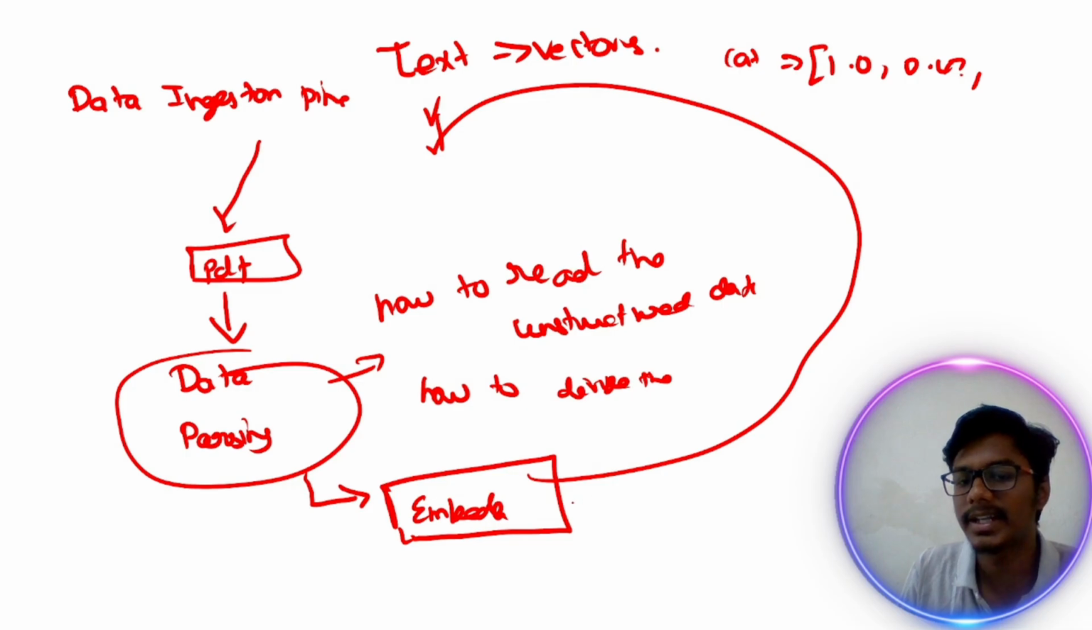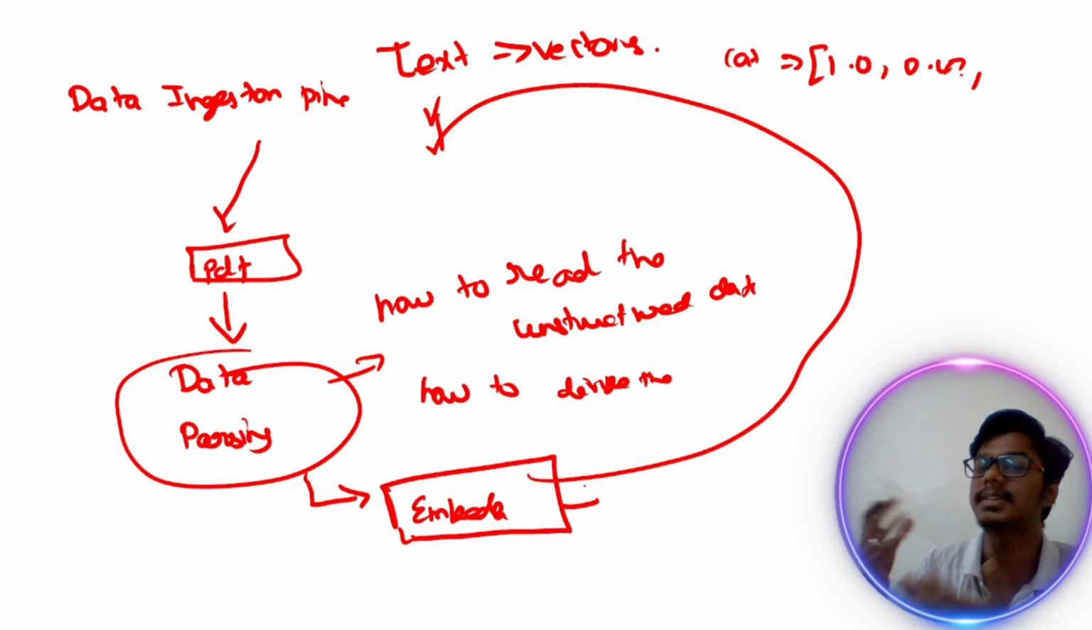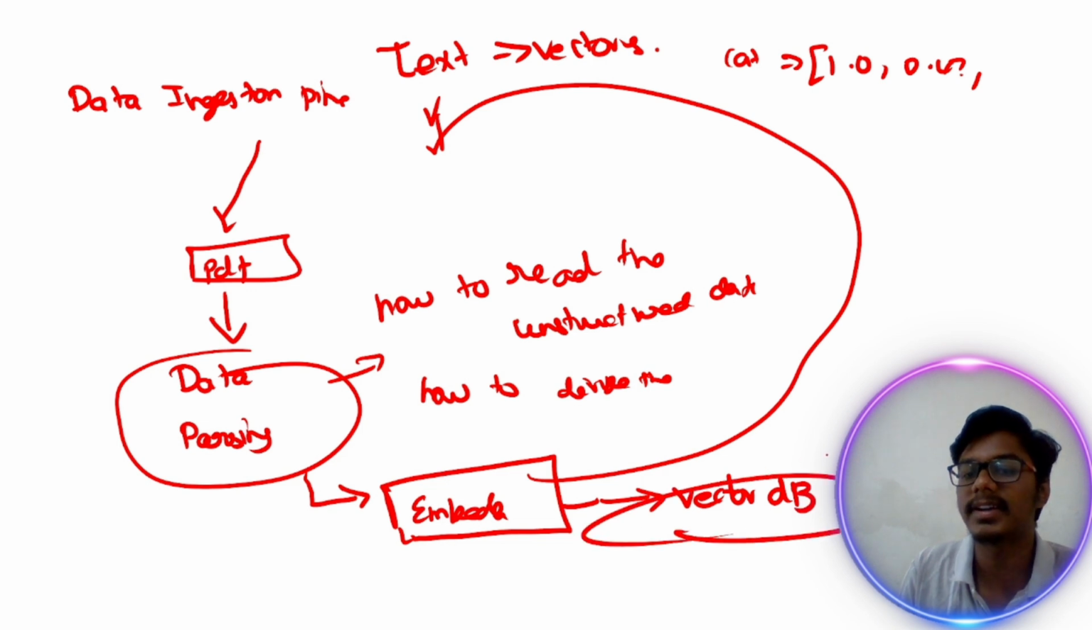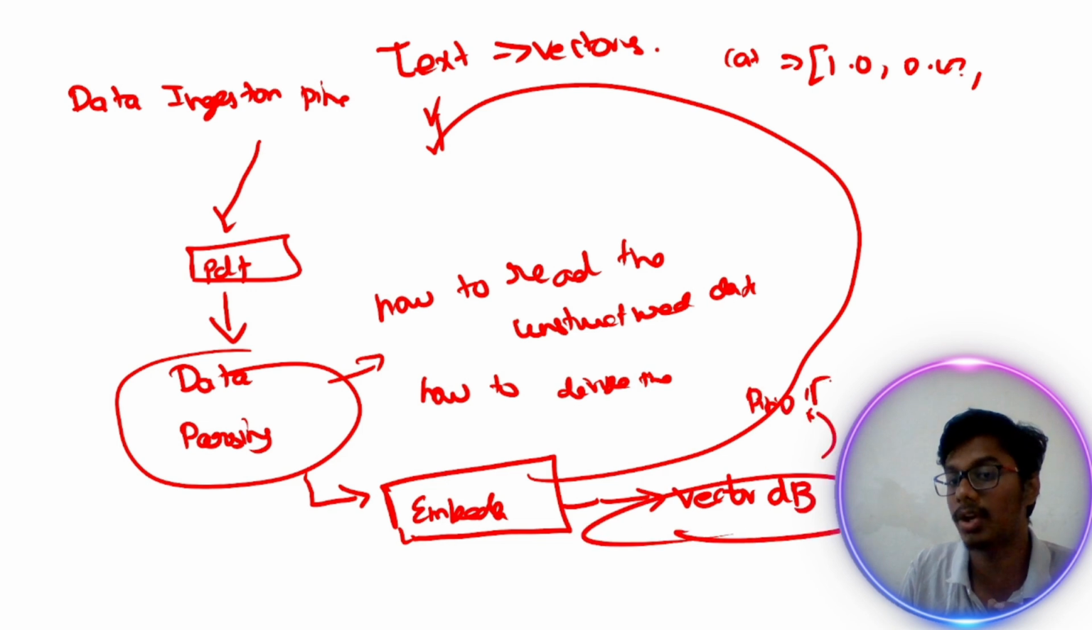So after converting the text to vectors, now I have the vectors, right? I just want to store them in some database, right? So that's called the vector DB. The vector DB is nothing but Pinecone. Now we are using FAISS. It is a local storage vector DB.